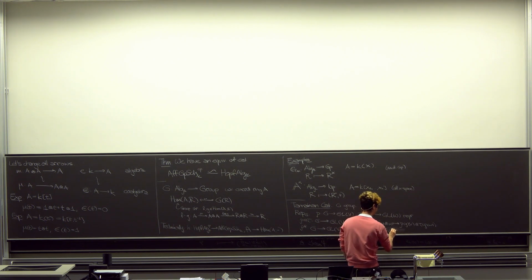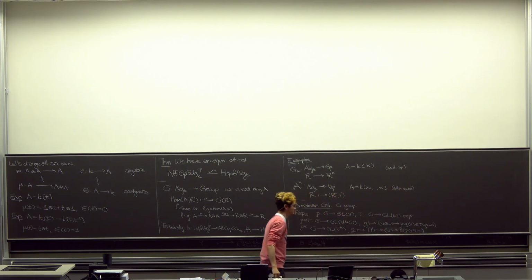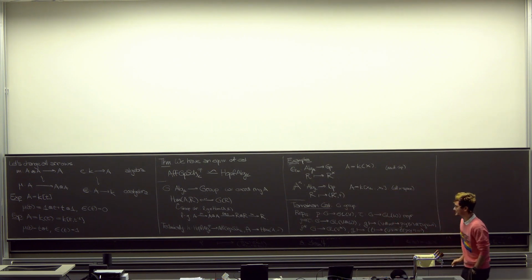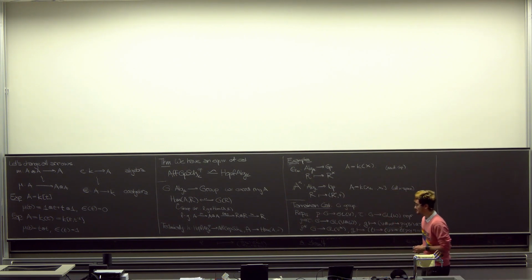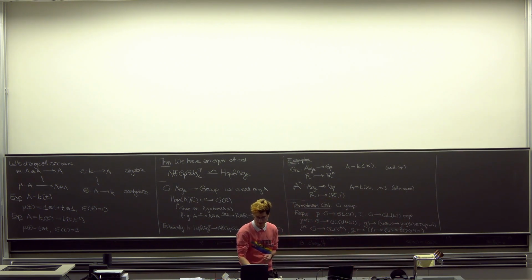I need V here as well. V gets sent to L rho G minus 1. V, yes. This is my map. So, sorry for going a bit fast here. This is just the first example of a so-called Tannakian category, and we'll quickly give its definition.